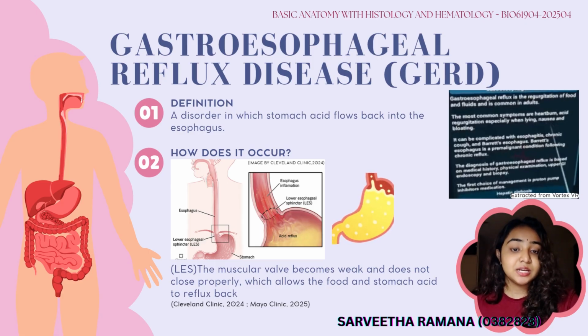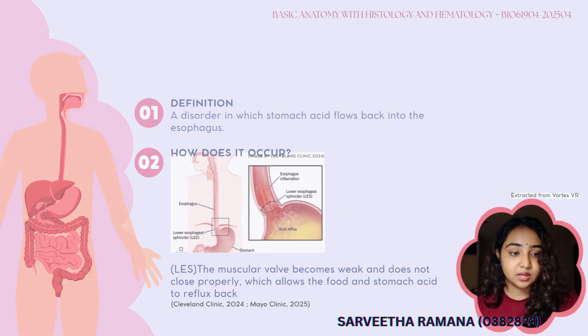Hi, I'm Sarveetha, and today I'll be talking about gastroesophageal reflux disease, which is shortened as GERD. GERD is a disorder in which stomach acid flows back into the esophagus. So how does it occur? Basically, the LES, which is the lower esophageal sphincter, also called the muscular valve, becomes weak and does not close properly, which allows food to flow back into the esophagus.